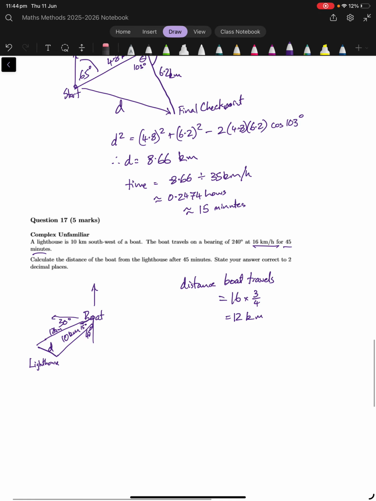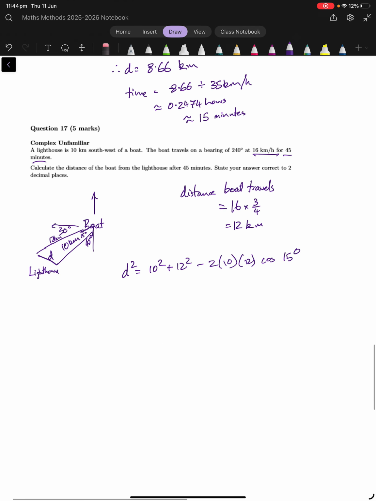That's set up beautifully for a cosine rule again, isn't it? My distance squared is going to be 10 squared plus 12 squared minus 2 by 10 by 12 cosine. The angle between them was 15 degrees, and you push buttons and you get your answer according to the mark scheme that AI generated, which we hope is going to be roughly correct here. That's going to be about 3.14 kilometres to 2 decimal places.